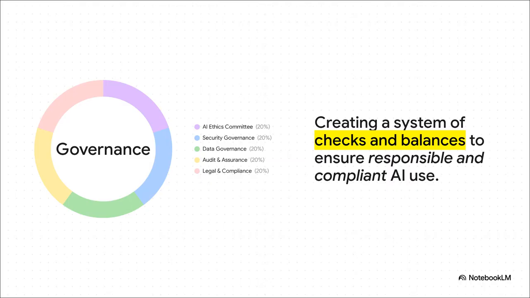And then, in Chapter 8, you laid down the law of the land for your fortress. This is where you built your governance structure. Think of it as a system of checks and balances, bringing in teams from security, data, legal, the whole shebang. This is how you make sure your AI is always being used responsibly and ethically.